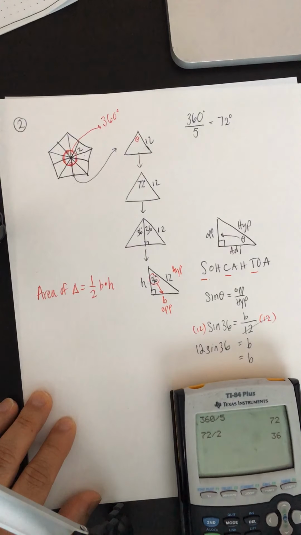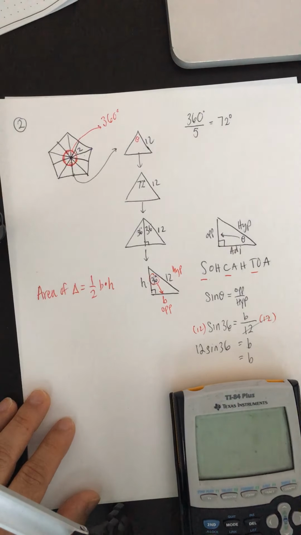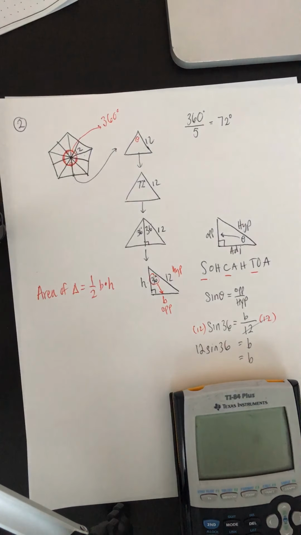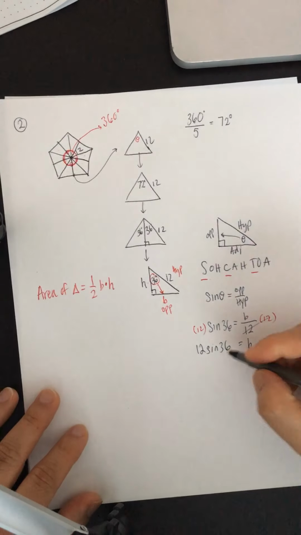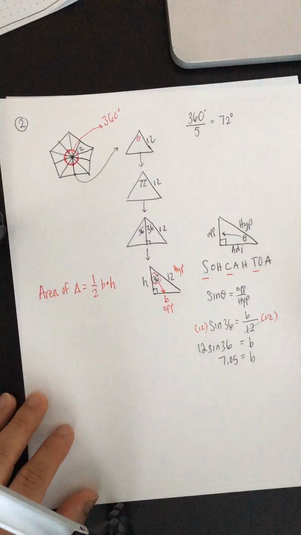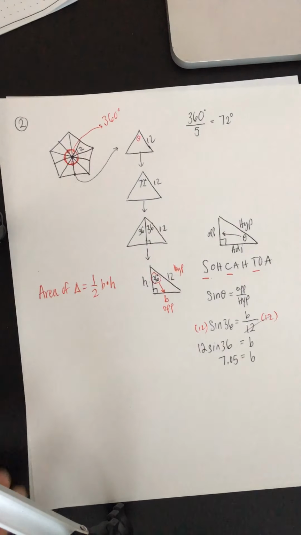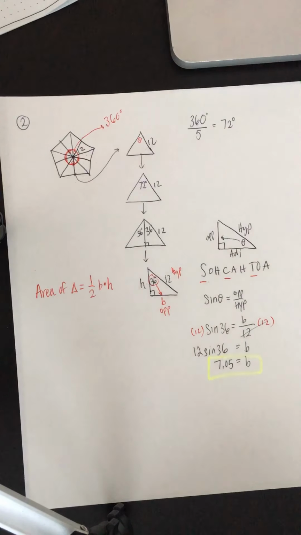Alright, so here's my calculator. Remember, you have to be sure that the mode is set to degree. If you're using the calculator on your phone, be sure it's set to degree first, not radians. So we're doing 12 times sine of 36, which is 7.05. 7.05 is our base. That's the base right there. Let me highlight this so that we can use it later. Now let's get the height.